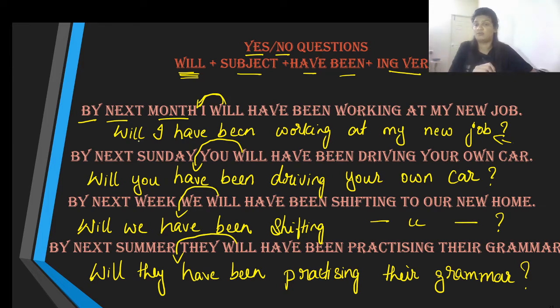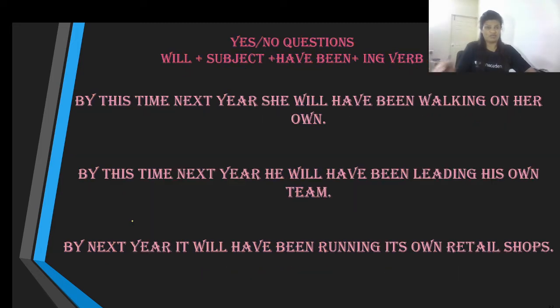Will I have been working at my new job by next month? Or by next month, will I have been working at my new job? Or will you have been driving your own car by next Sunday? Well, by next Sunday, will you have been driving your own car? So you can either put this clause at the beginning or at the end, doesn't matter, as long as you keep it meaningful. With he, she, and it, like I told you, it doesn't take the plus s form. It still remains will. You still take will have been.